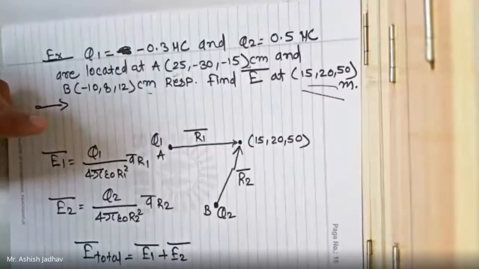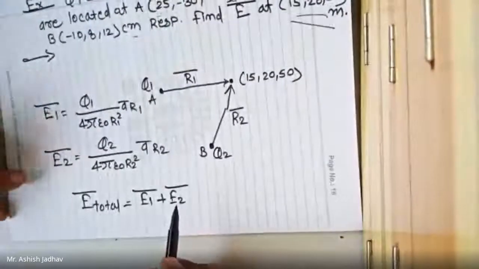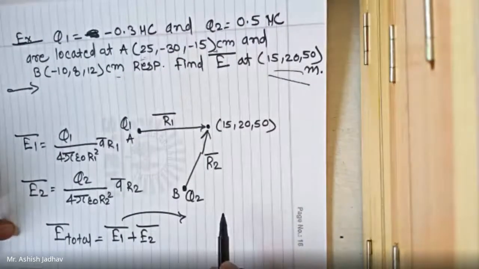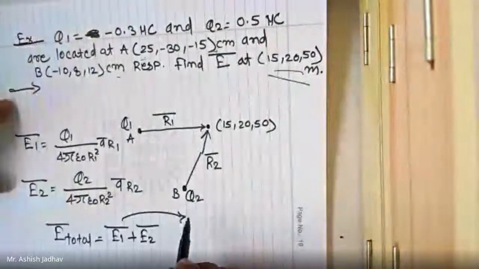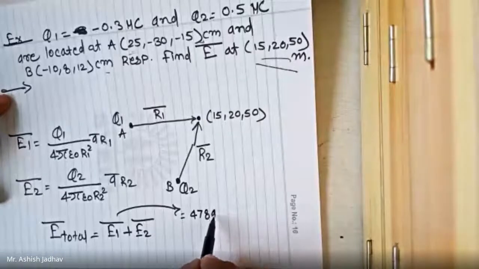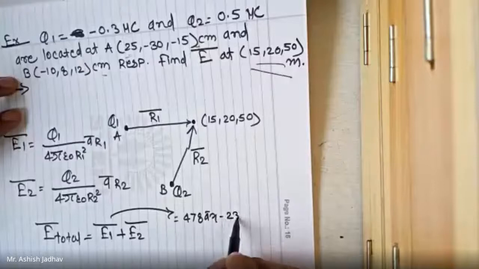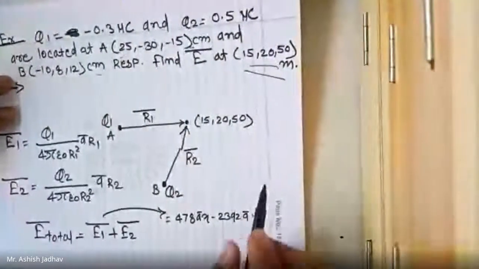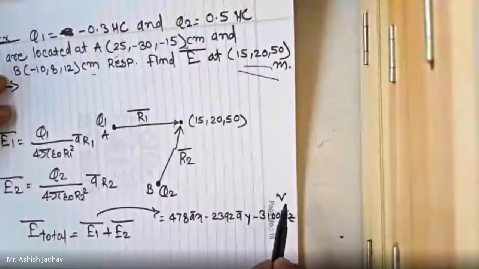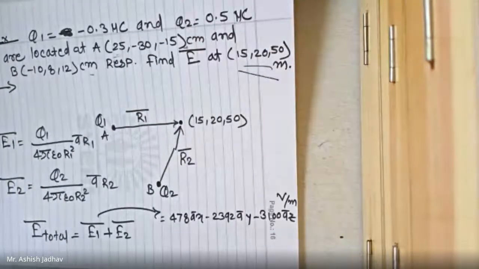So what electric field are you getting for the first charge? Electric field E1 is equal to 478 a bar x minus 2392 a bar y minus 3100 a bar z volts per meter. So this is the answer for E1.